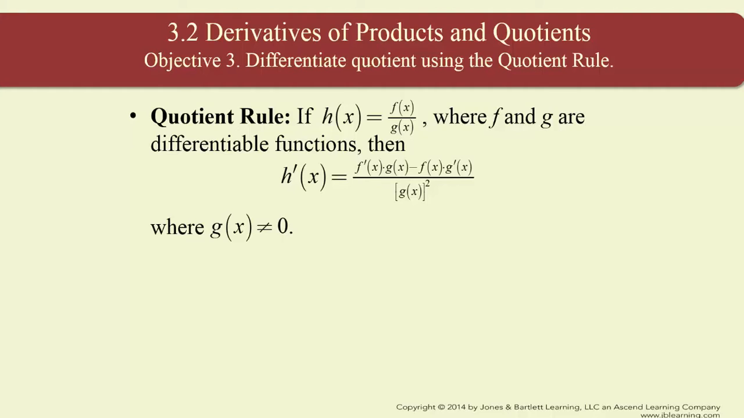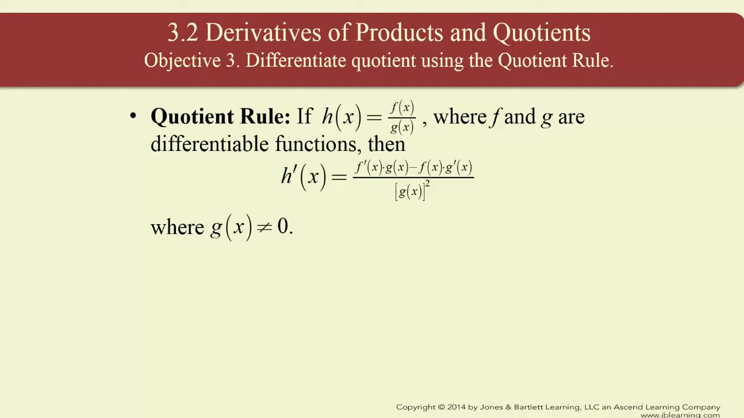All right, now that we have the product rule under control, it's time to look at the quotient rule. So here's the deal with the quotient rule. Quotient rule says if h of x is equal to f of x over g of x, and f and g are differentiable functions, then the derivative h prime of x equals f prime of x times g of x minus f of x times g prime of x, and all that junk over g of x, that quantity squared. And keep in mind here, g of x cannot equal 0.